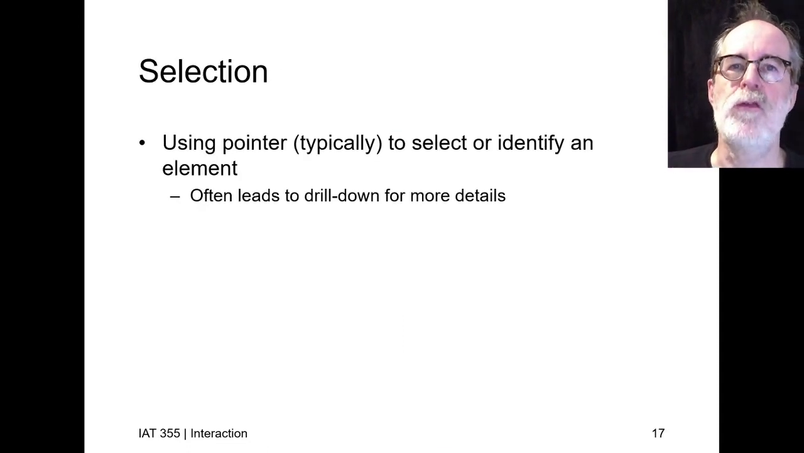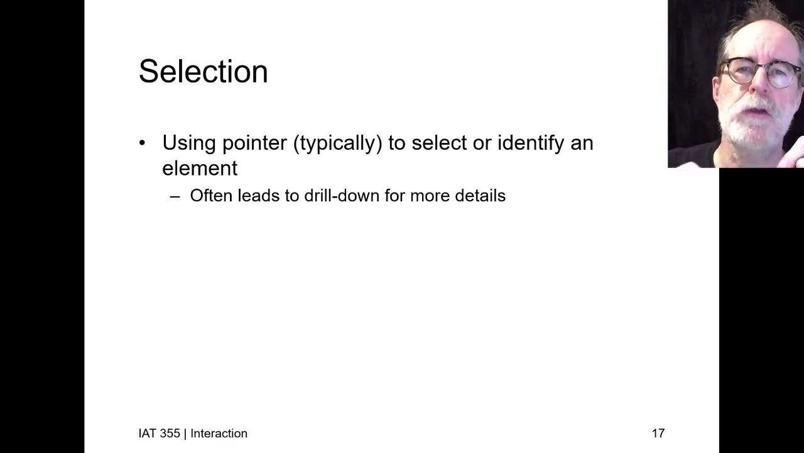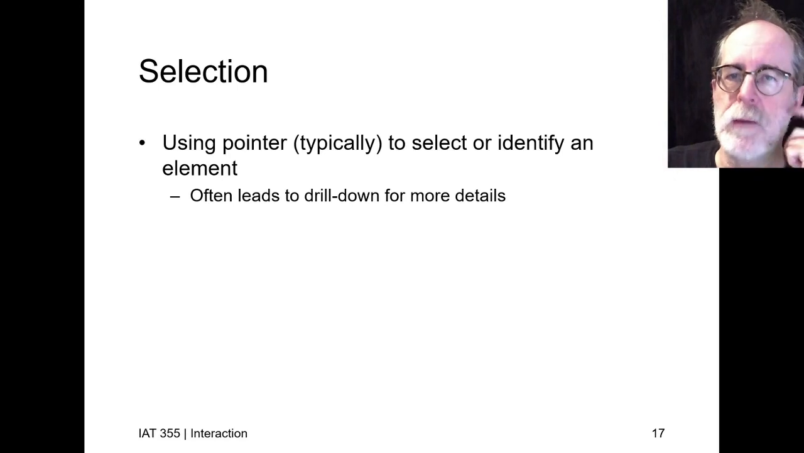Selection, what we mean by that, is using a pointer to select or identify an element or perhaps more than one element. And it often leads to drill down for more details. Selection is actually a fundamental task. It's one of the first formally identified tasks in the early interactive study and formalization work that was done throughout the 1970s. I'm just pointing out that it's so fundamental that we take it for granted and we tend not to think about it. But anyway, this is something that we're going to spend a little bit of time talking about right now.